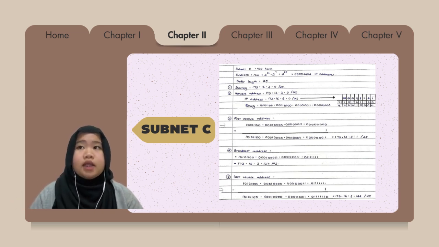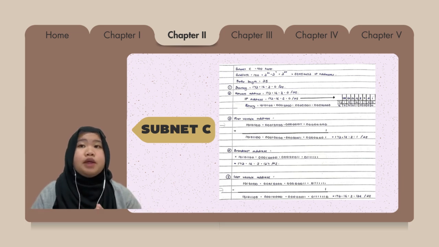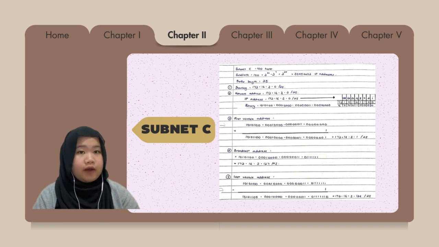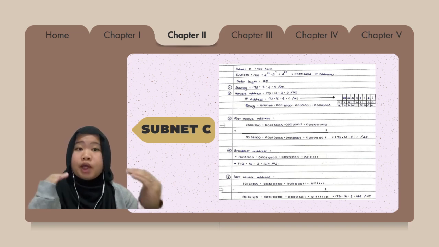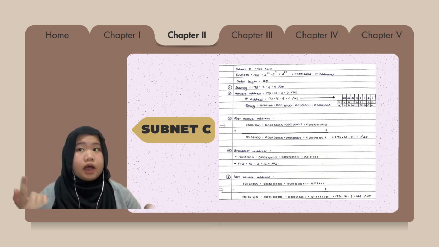And then next for the first usable address, first of all, we're going to change it to the binary form, and then we're going to plus 1. So after you're done with your calculation in the binary form, you will get 172.16.31/25.